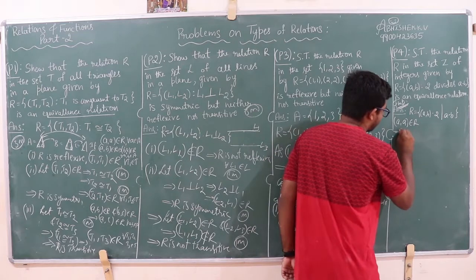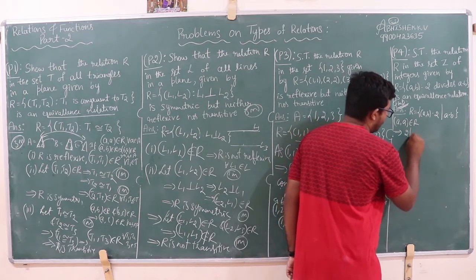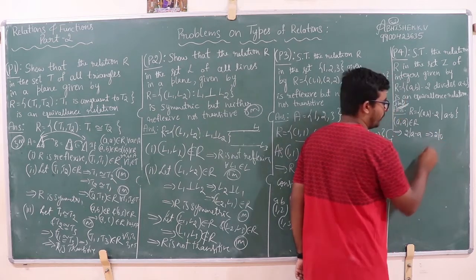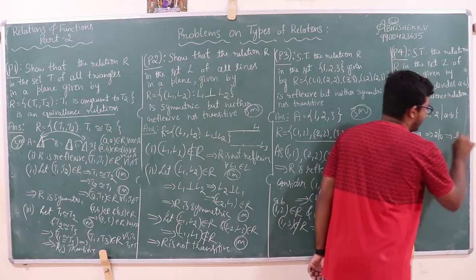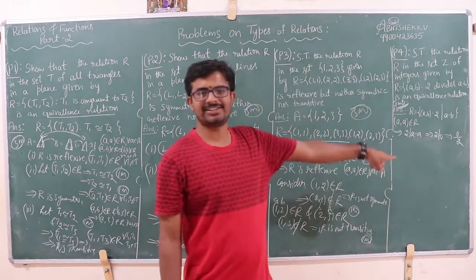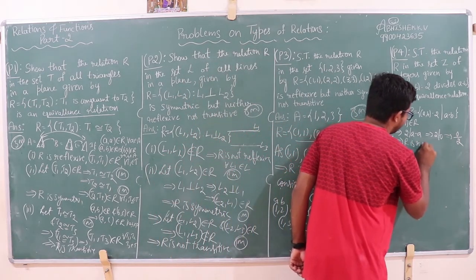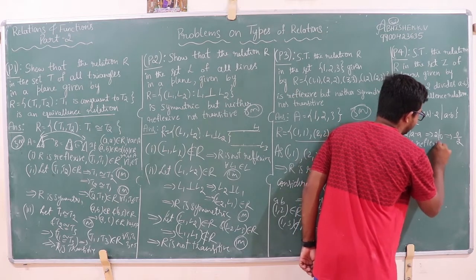This implies, what is (a, a)? 2 divides a minus a. What is this meaning? 2 divides 0. That is, 0 is divisible by 2. True or false? Yes, it's true. Therefore, R is reflexive.